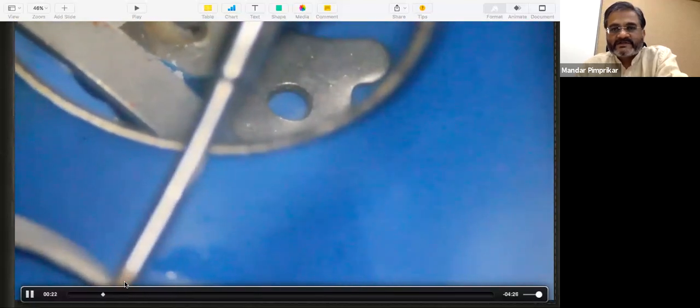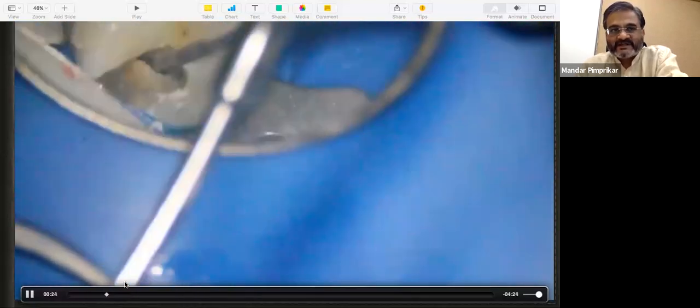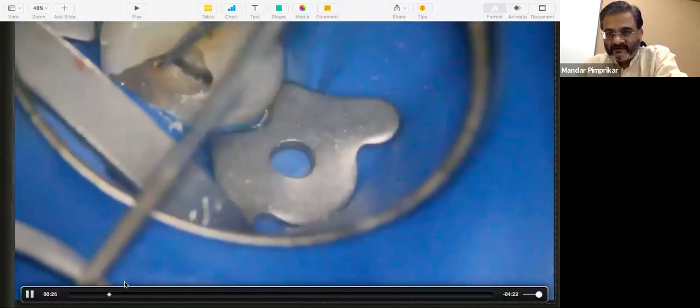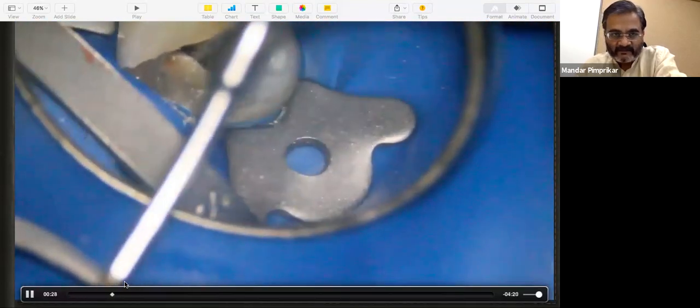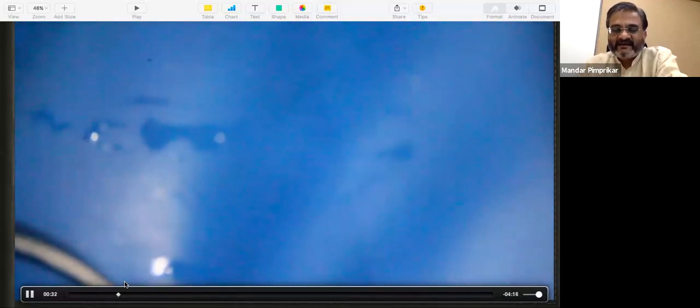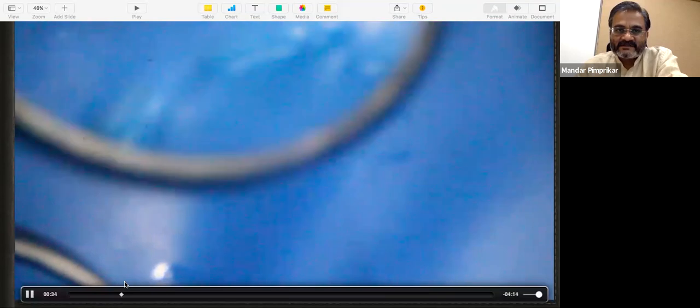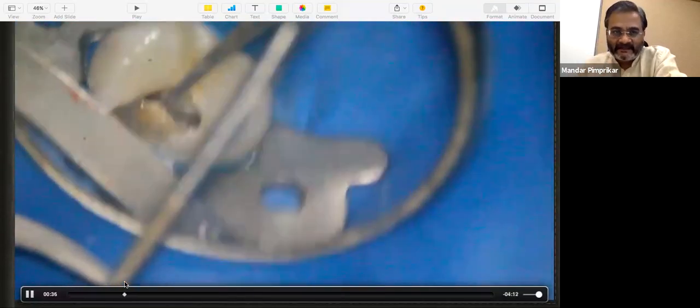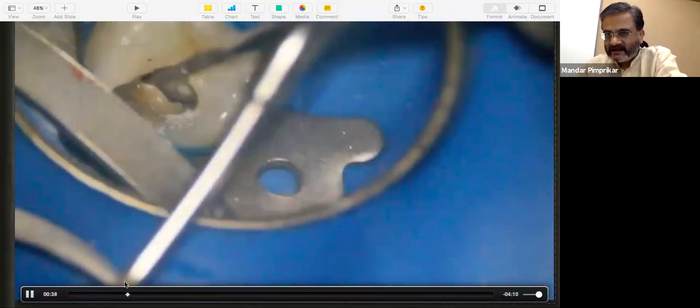And to your surprise, the bifurcation can be till the middle third when the canals bifurcate. So just don't focus on the main canal. We have to think about this isthmus, shaping them, cleaning them. And it hardly takes any time.